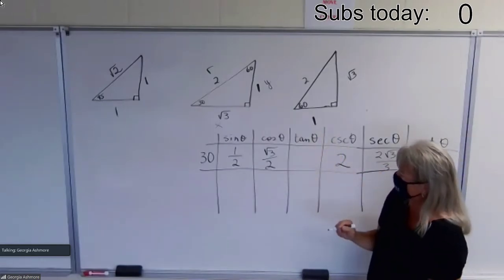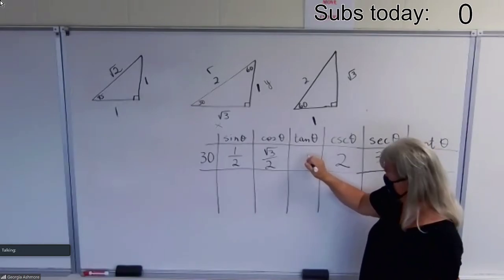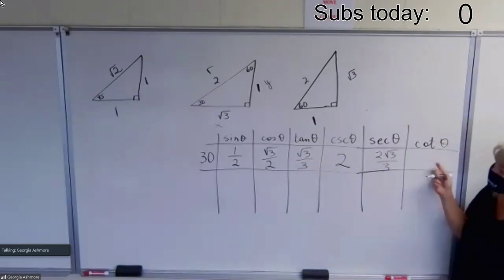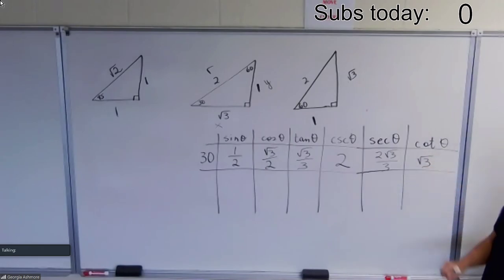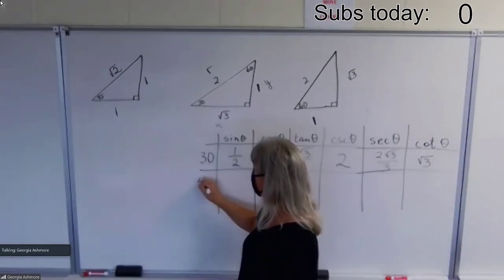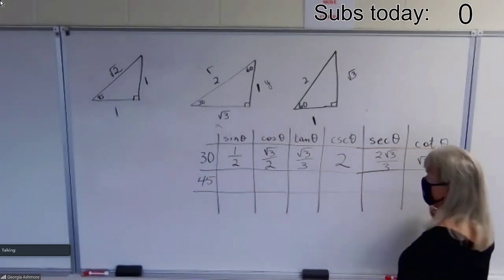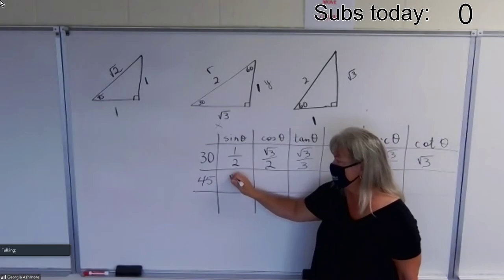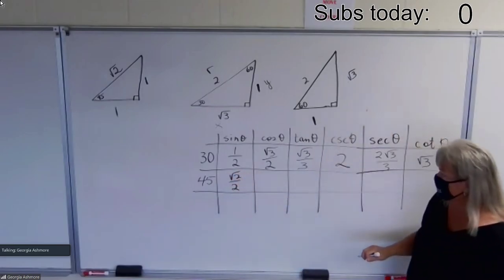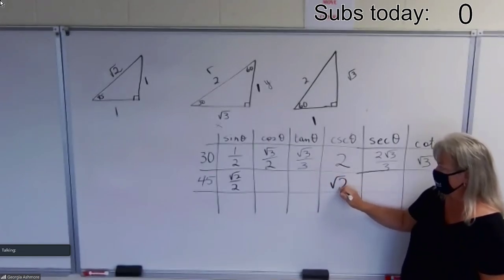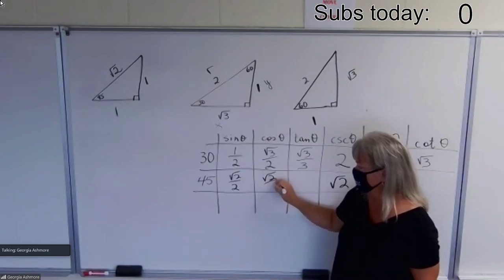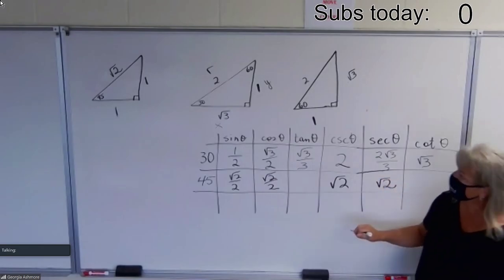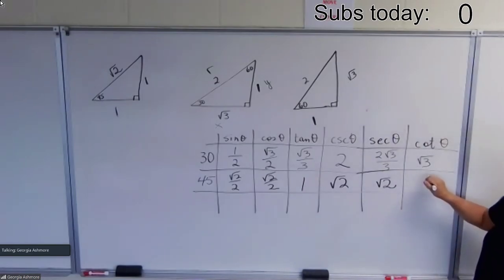Tan is y over x. That would be 1 over square root of 3, which you rationalize as square root of 3 over 3. And my cotan would be square root of 3. But I can do the same thing for 45, but I'm going to use the first triangle. All right, what is the sine of 45? Square root of 2 over 2. So the cosecant would be, cosine is square root of 2 over 2. So secant would be, tan is, so cotan is.